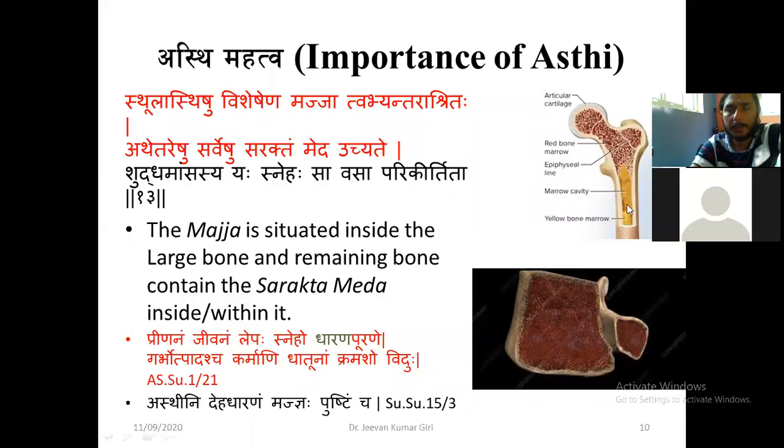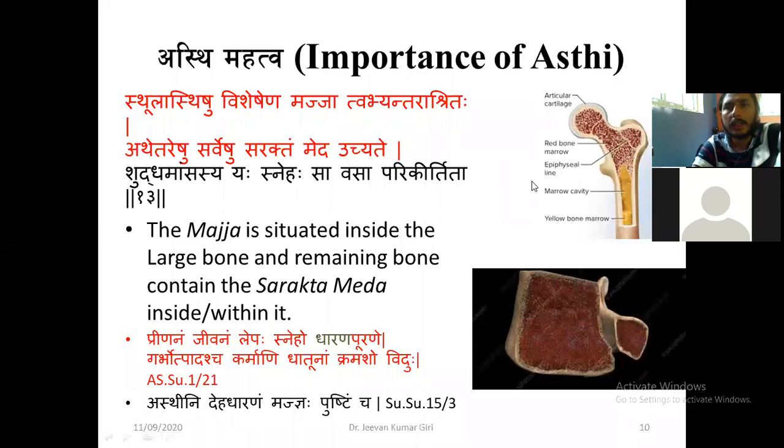So inside the long bone, the majja, that is the bone marrow, is present inside the sthulasthi, that is the long bone and short bone. In the marrow cavity or medullary cavity of long bone and short bone, you will find the majja, that is the marrow. So sthulasthishu visheshena, especially in the sthulasthi, that is the long bone or short bone, there is the presence of majja inside it. So abhyantara ashrita. But see here, atha etareshu sarveshu sarktam meda uchyate.